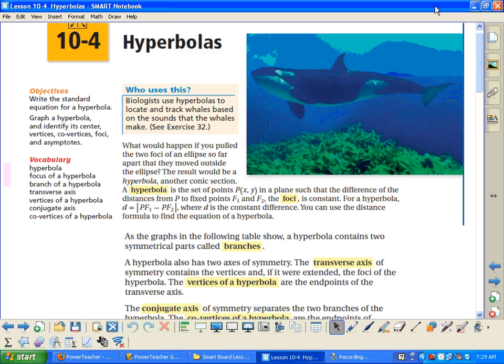Okay, we're going to look at lesson 10-4, hyperbolas. Biologists use hyperbolas to locate and track whales based on the sounds that the whales make. So it is something that is used quite often.